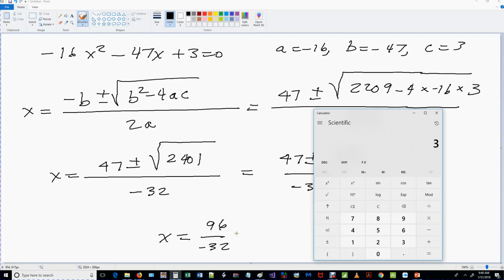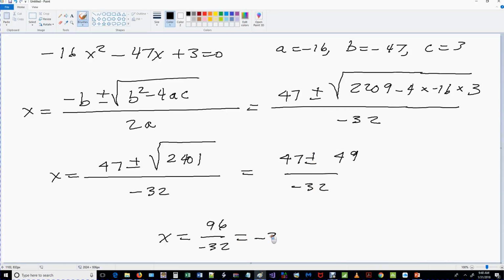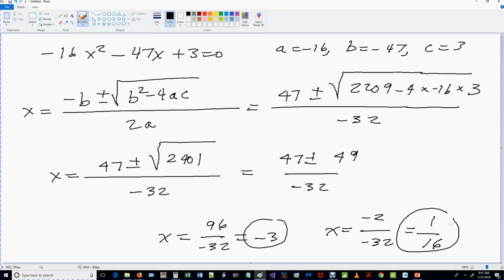It's 3 with a negative sign. And then for the other x, we use the minus, right? So 47 minus 49 is minus 2. You divide by minus 32. This is a fraction. When you divide by negative 2 on top, you get 1. You divide by negative 2 on the bottom, you get 1 over 16. So you get 2 answers, right? Minus 3 and 1 over 16.